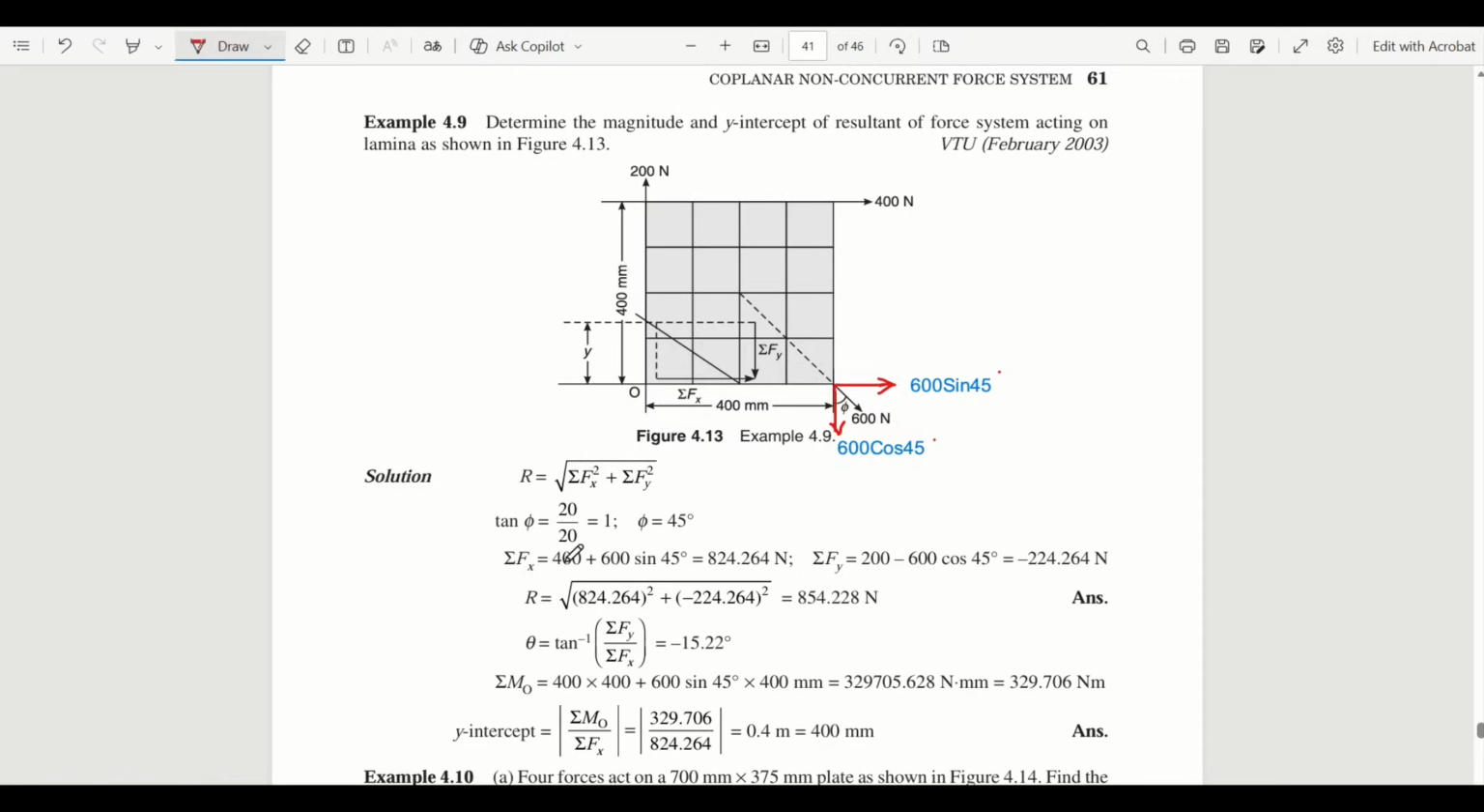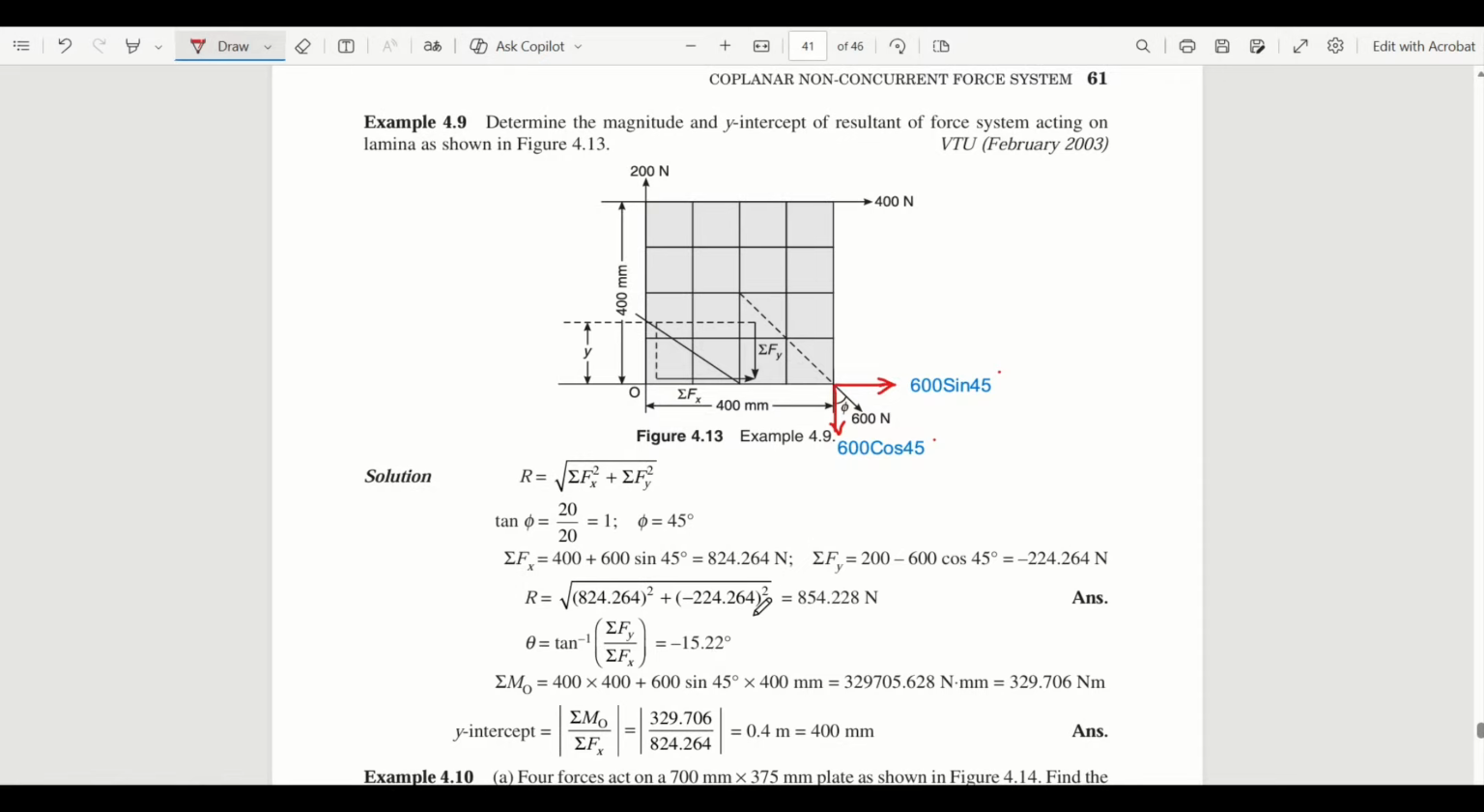Next, R is equal to the magnitude. To determine the magnitude, we know the formula: square root of sigma Fx square plus sigma Fy square. Substitute the values, you will get the R value as 228 Newton. Then you have to find the direction of it. The direction of the resultant is tan inverse of sigma Fy by sigma Fx. Substitute the values you got, and you will get minus 15.22 degrees.